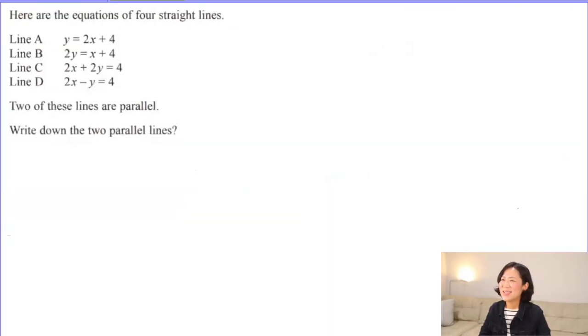Right, so here are the 4 straight line graphs, and then we've got equations. Some of them have a standard form, some of them don't. What we need to do is find out the two parallel lines. That means we need to compare our gradients. Good job. So let's write down our standard form. Then A has got standard form. Let's see, B is 2y equals x plus 4.